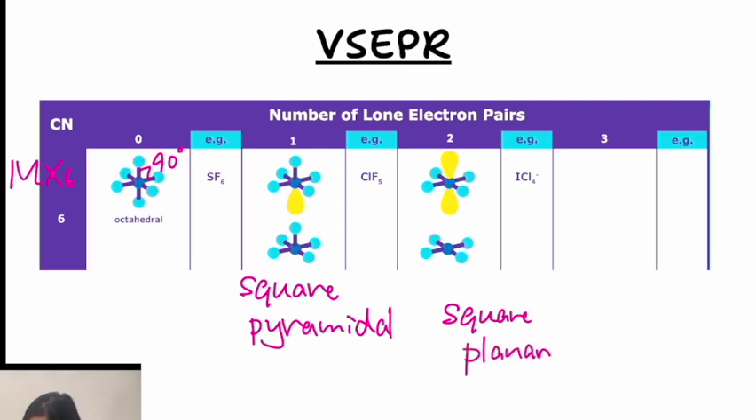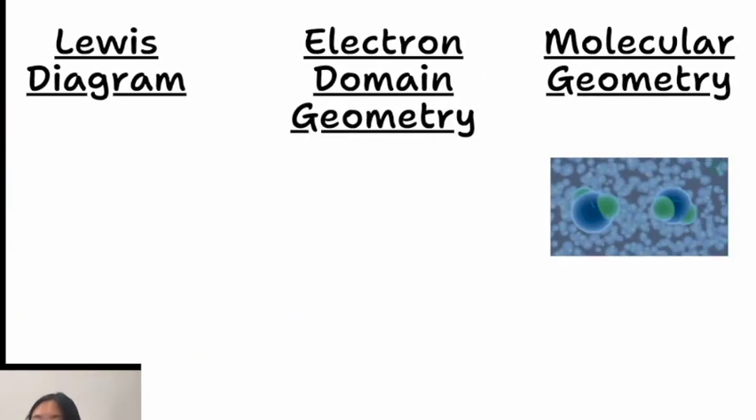You will have to memorize the name of all of the molecular geometries. Okay, so now here is a review or comparison between the Lewis diagram, electron domain geometry, and molecular geometry. So always remember that when we refer to the three-dimensional shape or just shape or structure of a molecule, we're always referring to the molecular geometry.